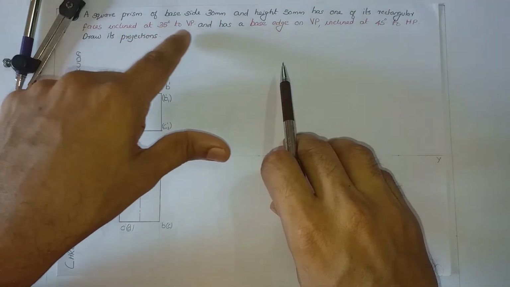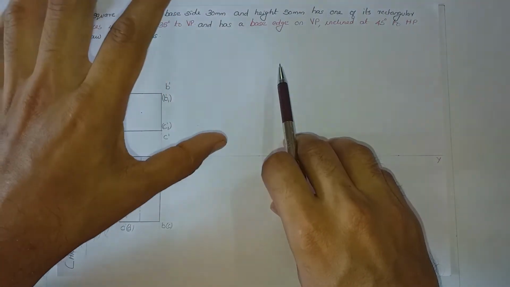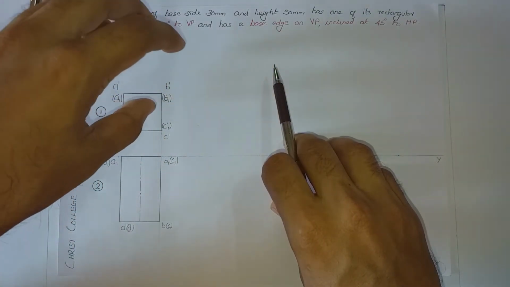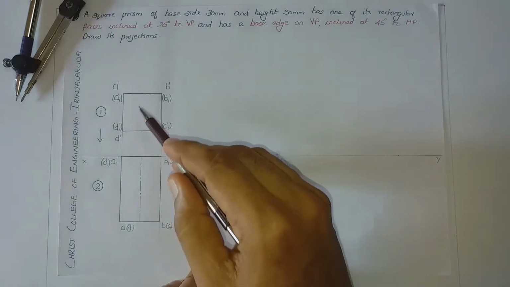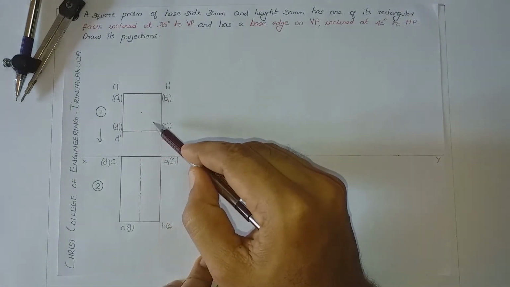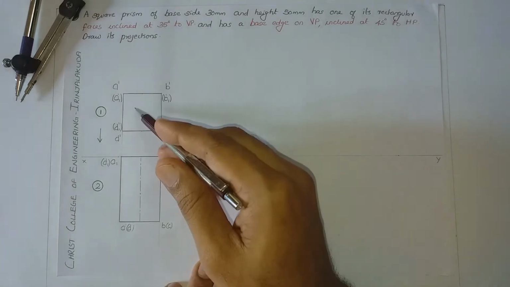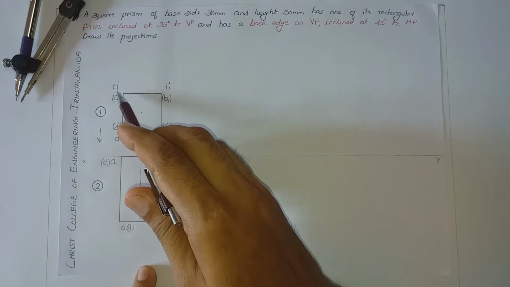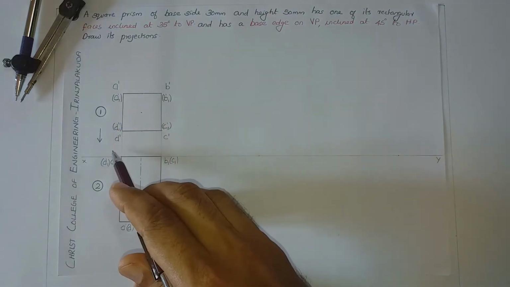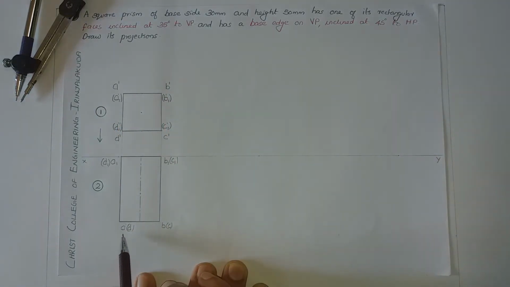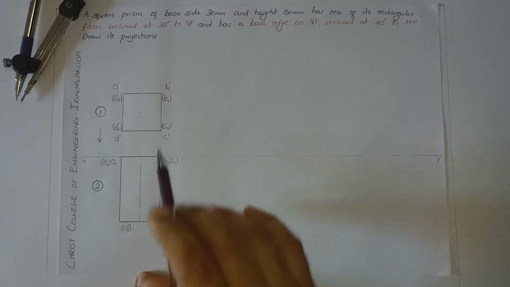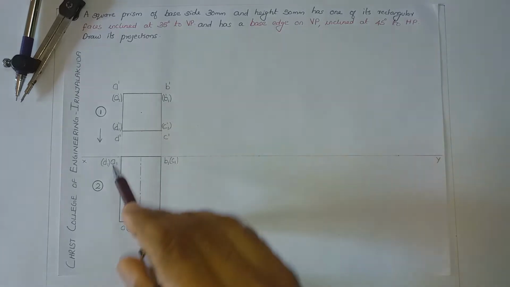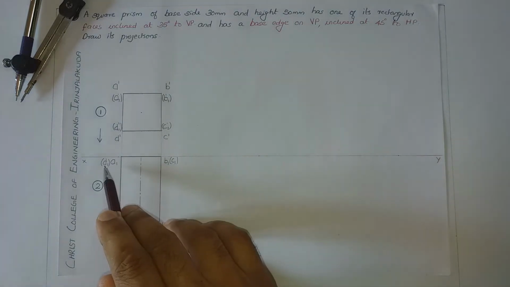The view that comes on the VP is the front view, so the view to be drawn first is the front view, and in it we need to draw the corresponding base shape. After drawing the base shape, I have drawn the front view and named it A dash. The front face is A dash, B dash, C dash, D dash, and the rear face is A1 dash, B1 dash, C1 dash, D1 dash. In the top view, it is A, B, C, D in front and A1, B1, C1, D1 on the rear side.